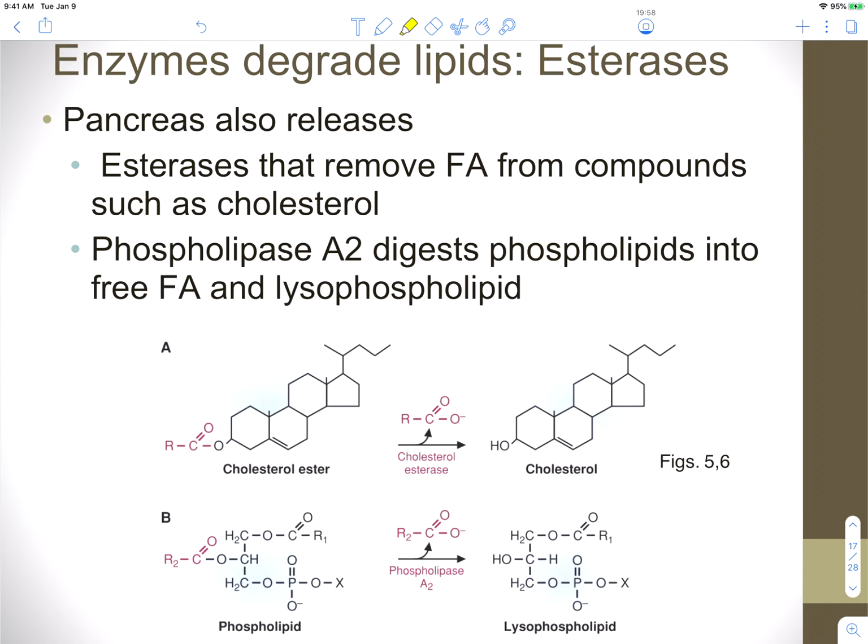So enzymes that degrade these fats are called esterases. The pancreas will release the esterases that will remove the fatty acids from compounds such as cholesterol. Phospholipase A2 will digest phospholipids into a free fatty acid and a lysophospholipid. So here we have a cholesterol ester, and a cholesterol esterase is going to regenerate cholesterol. We have a phospholipid shown here, and we have a phosphate group here, and we have a phospholipase A2, which is going to release one of those fatty acids.